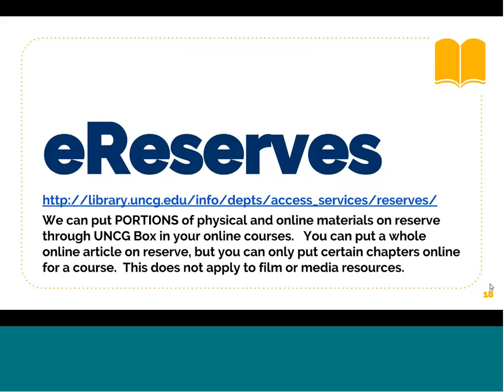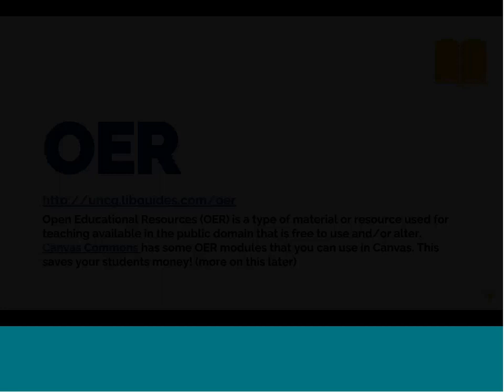But we do have a technical services department where we can negotiate with distributors of films to try to buy you streaming copies of things. Same with ebooks. If you are interested in an ebook we don't have, contact your library liaison and we could purchase it for your department. And we always do try to buy an unlimited license. So again, talk to your librarian about that.